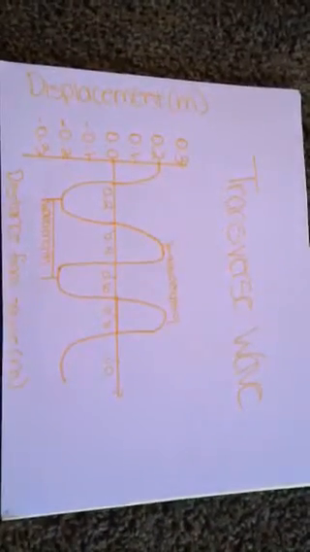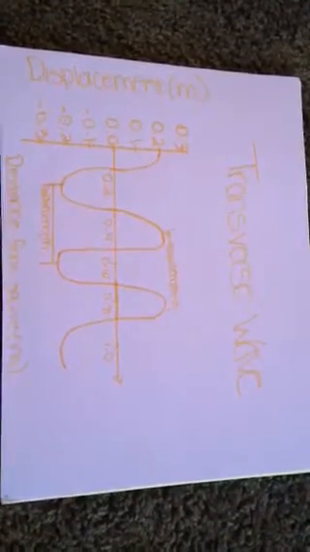This is a scenario where it shows what would happen if a transverse wave on a coiled spring toy was measured from peak to peak, trough to trough.